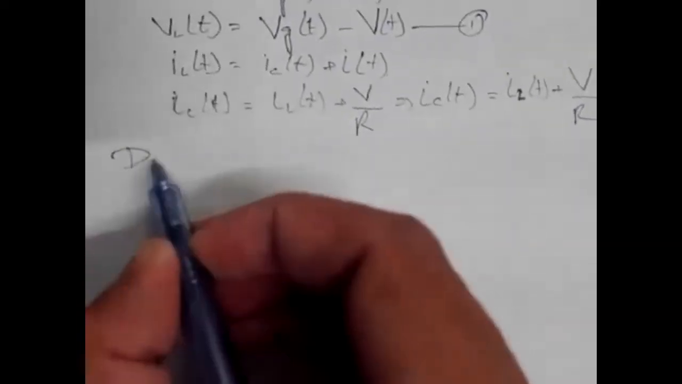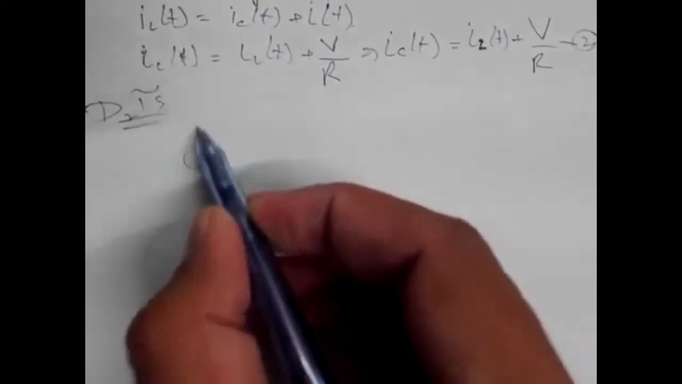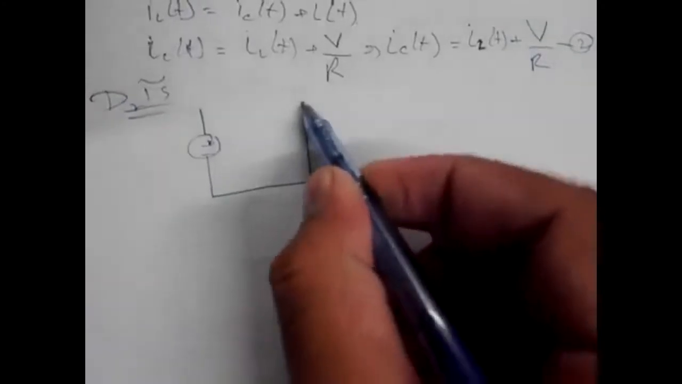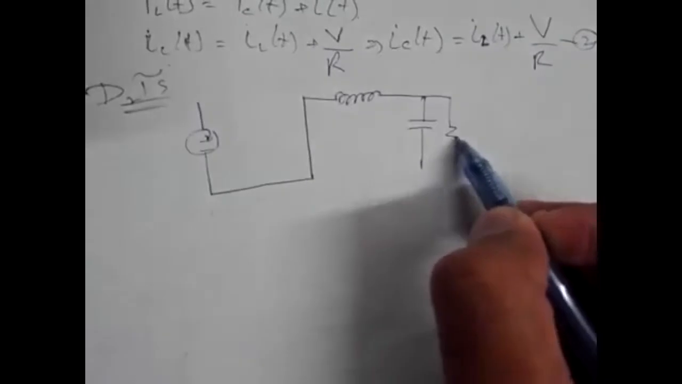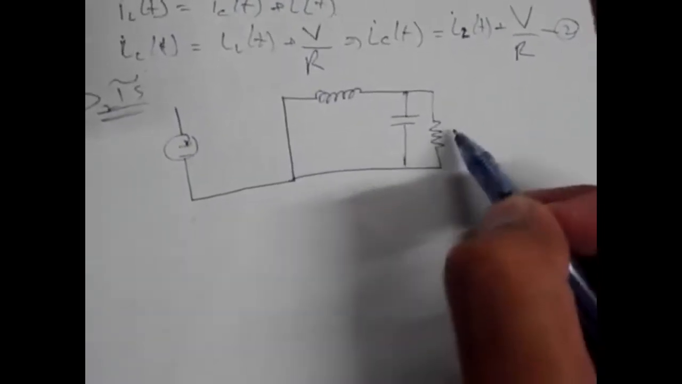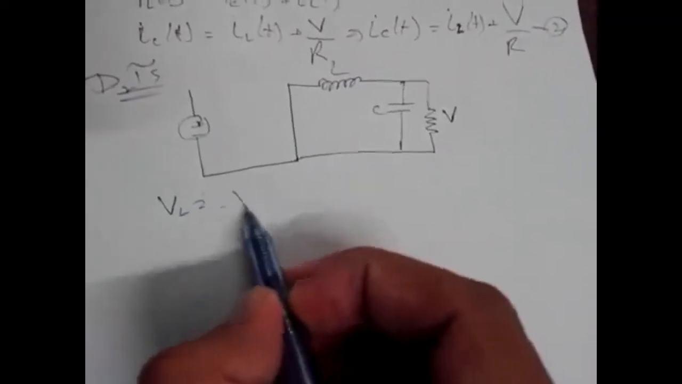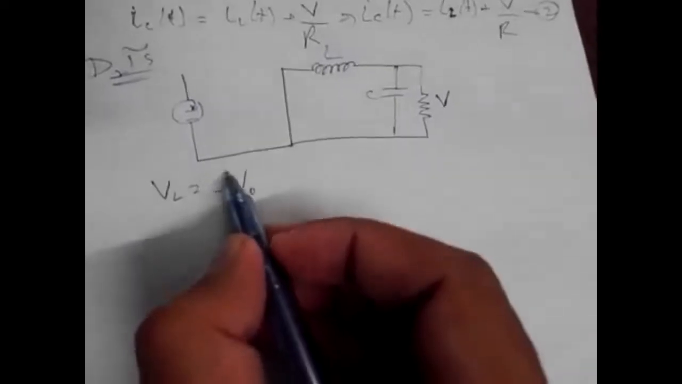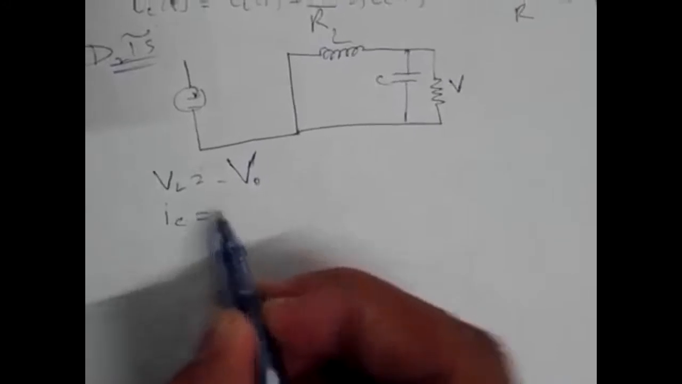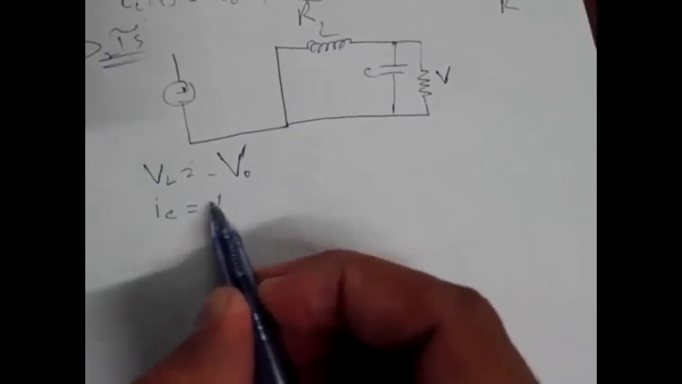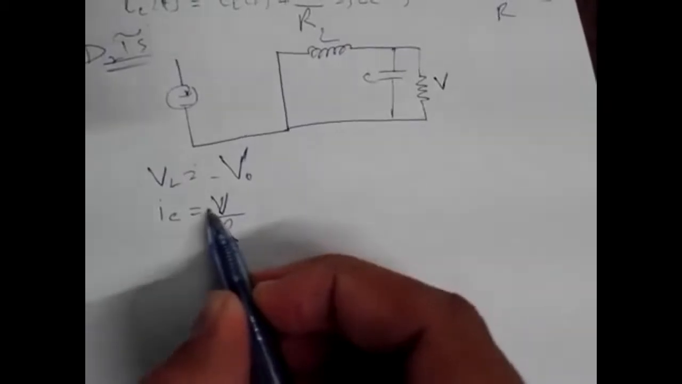Now for D2Ts, the circuit becomes plus minus, with the capacitor voltage. So vL becomes equal to minus V naught after small ripple approximation, which I directly applied, and iC will be equal to minus V by R.